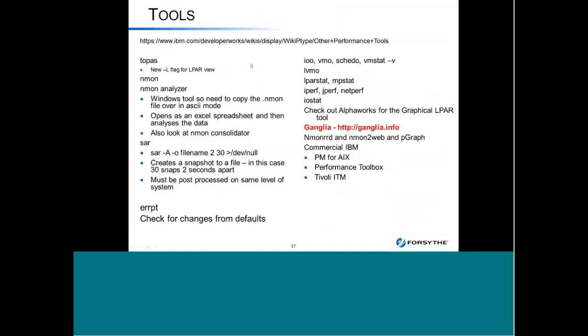In terms of tools, we have the obvious, the Topazes, the Nmons, the Nmon Analyzer. We have the SAR command, error report, obviously. And then over on the right, the usual tuning ones. I also added iPerf, JPerf, and NetPerf because those allow you to do some network benchmark tests. And then there's obviously the commercial tools. IBM has commercial tools and so do many other vendors.